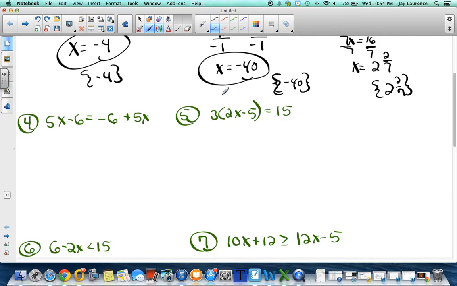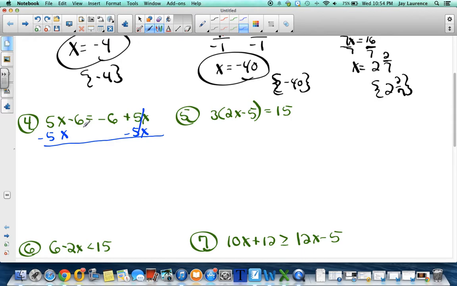Coming down here to problem number 4. A lot of you like to get rid of these numbers first. I don't. I dislike this problem because there's x's on both sides of the equation. I'm going to get rid of the 5x first. It's not wrong to do it the other way, but some of you miss the punchline when you do that.